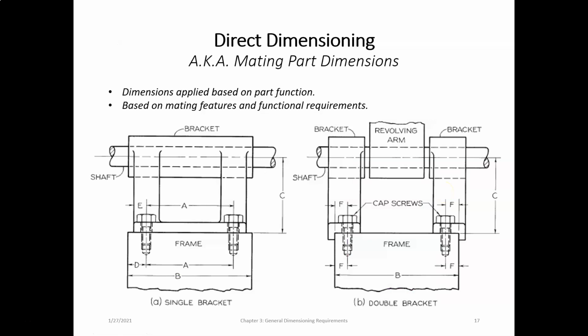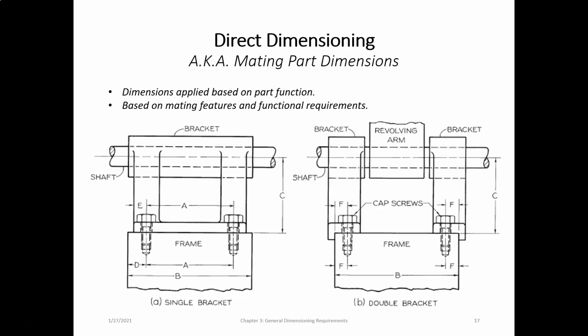So what's the proper way to dimension? Well, we should use what's called direct dimensioning. That is, we apply dimensions based on part function. All right. This means that we need to know mating features and functional requirements, which is the big problem here. Oftentimes we do not know, in class, I should say, in our classes, we don't know what the mating features are, and we don't know what the functional requirements are.